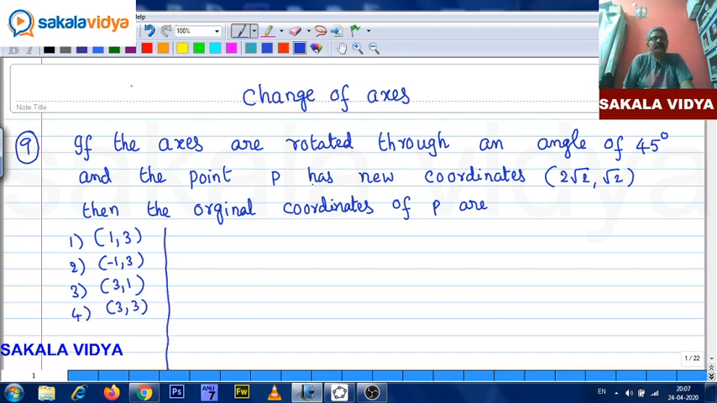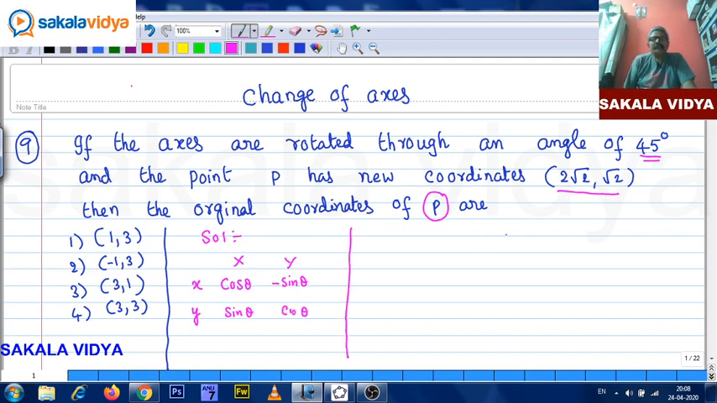If the axes are rotated through an angle of 45 degrees, the new coordinates of P are 2 root 2 comma root 2, then we need to find out the original coordinates. So first, take a table like this: capital X, capital Y and small x and small y. This will be cos theta, this will be minus sin theta, this is sin theta, this will be cos theta.